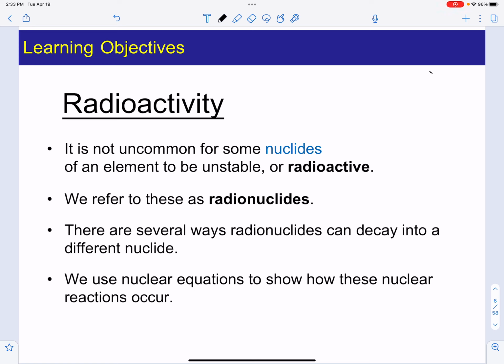But the problem is, if I have an element with 6 protons, carbon, right? And I lose one of those protons, suddenly it just became boron. So it has transmutated from one element to the other. So radioactivity is going to cause matter to change from one element to another element. So let's see how that happens.